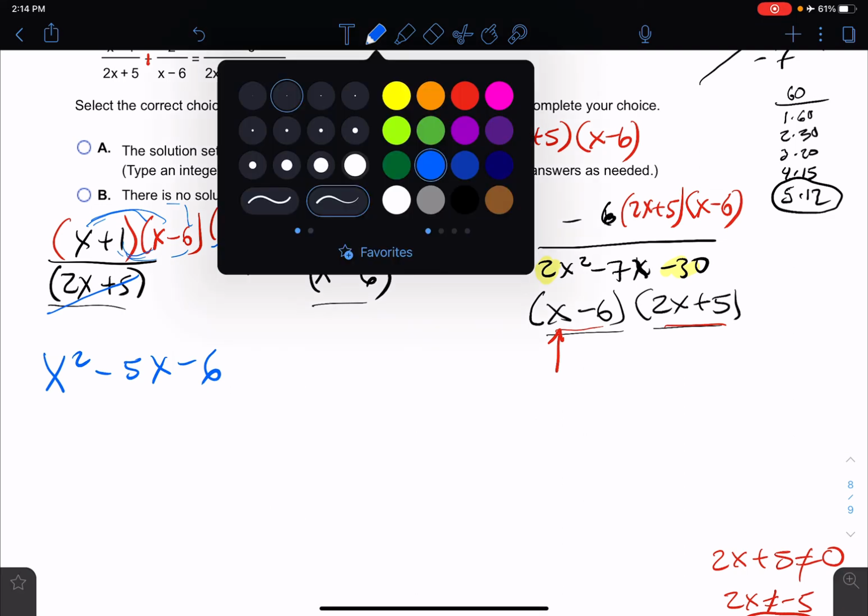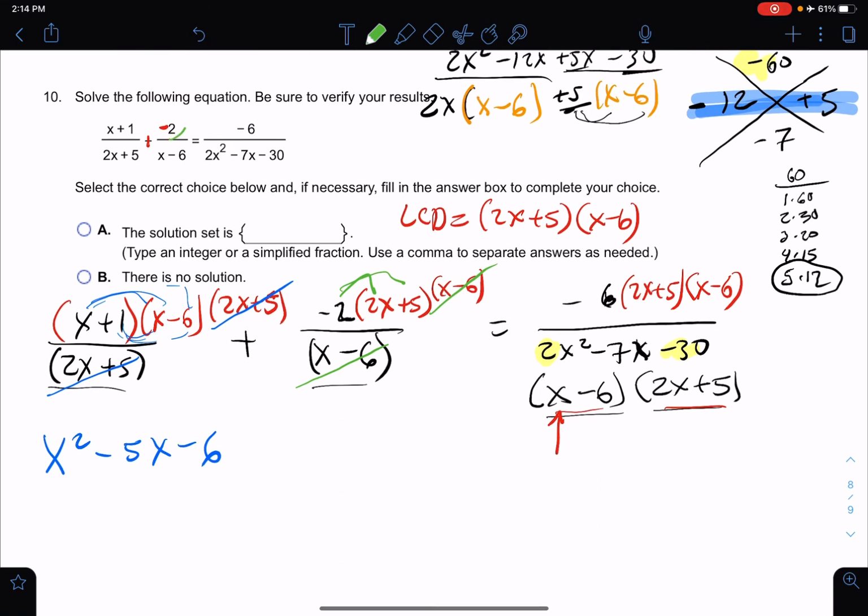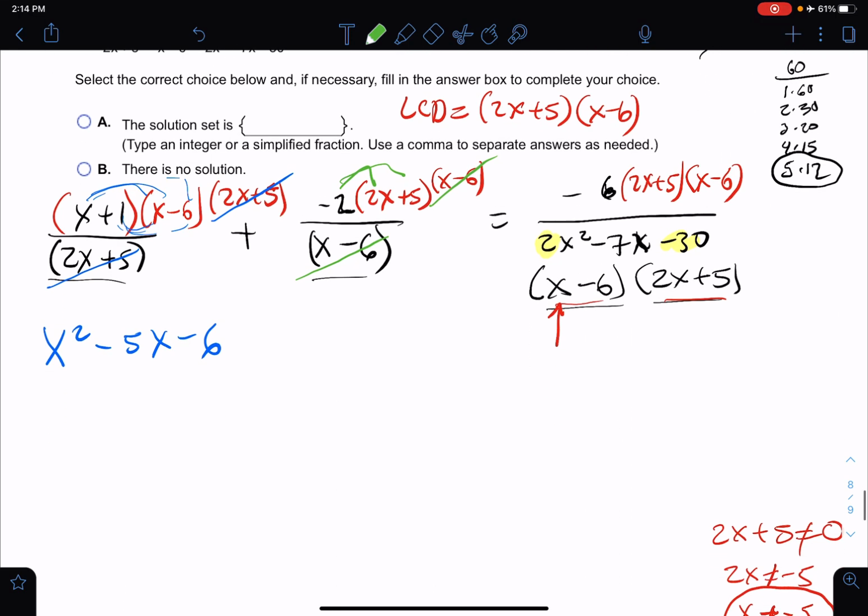Let's do the next one, since that first one was so awesome. x minus 6, x minus 6, distribute the negative 2. You see why it was nice to write that negative 2 up top? Because we might forget that negative and just call it 2, right? So negative 2 times 2x is negative 4x, and negative 2 times 5 is minus 10. And by the way, that's really where people forget the negative, on the second term. If they get the first, they often miss the second.